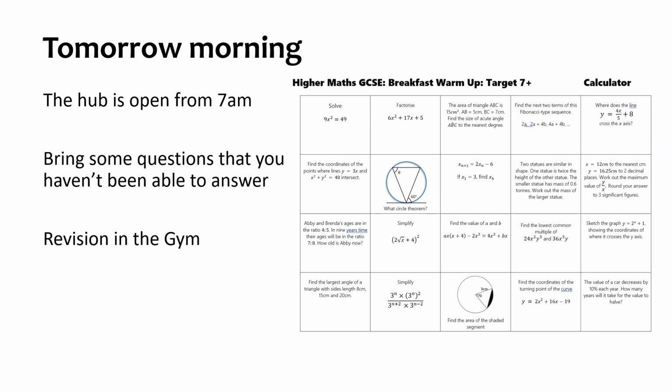There'll then be your breakfast mat, your revision in the gym. Make sure you're looking at that. Choose something you don't know. Don't choose something you haven't done in a lesson. So, for example, there's a circle theorem question that might be on your revision mat. You haven't done circle theorems yet, so don't think about or look at that question.